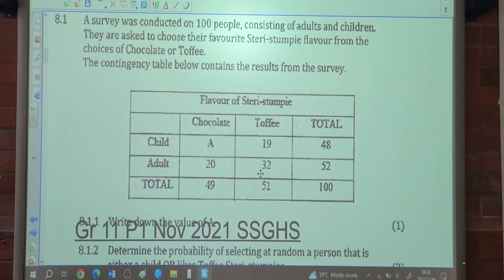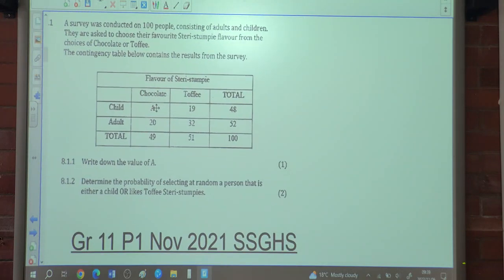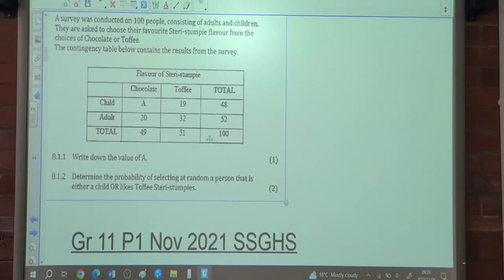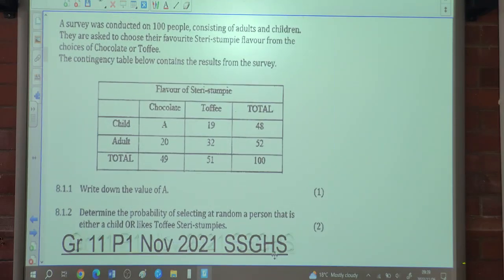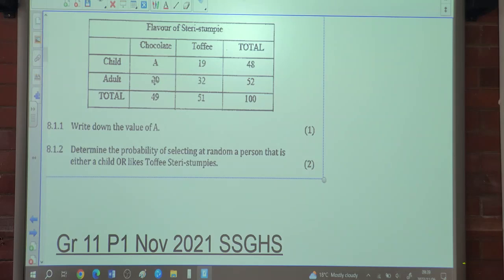Right, our favorite, probability. So here we are told that the survey was conducted with 100 people, which gives me that total, consisting of adults and children. They were asked to choose their favorite Steri Stumpie flavor, a choice of chocolate or toffee. You guys still drink Steri Stumpie? The contingency table below contains the results from the survey. Some call this a two-way table.